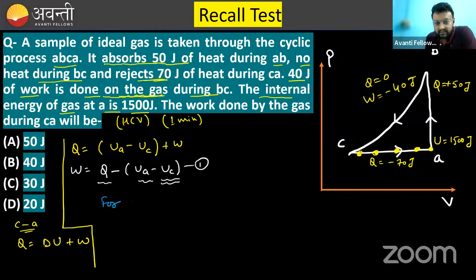For the process AB, can you see that Q is equal to delta U plus W? This is again the first law of thermodynamics. Q is what? You will say 50. This is mentioned here. Q is 50, equal to delta U, which is what?